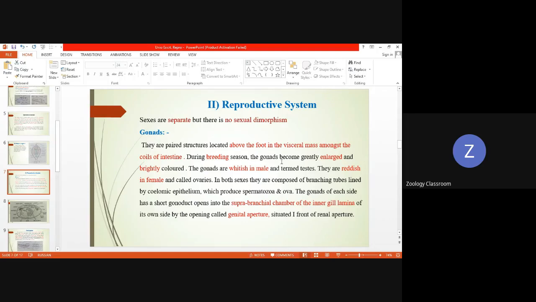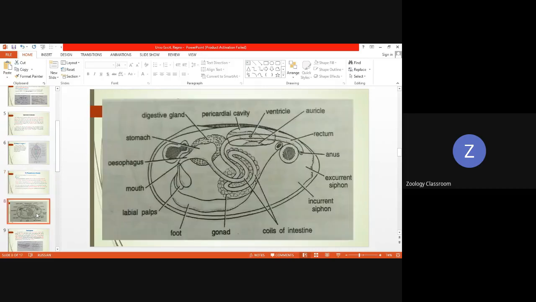Okay. So the gonads, where are these gonads located? They are paired, located above the foot in the visceral mass amongst the coils of the intestine. Now see this diagram. This is the foot, above the foot, in the visceral mass, among the coils of intestine. Whatever round structures are there, these are nothing but the gonads.